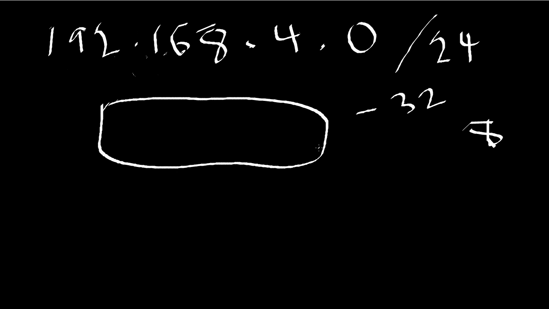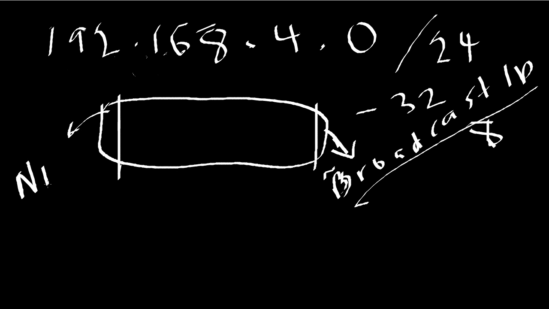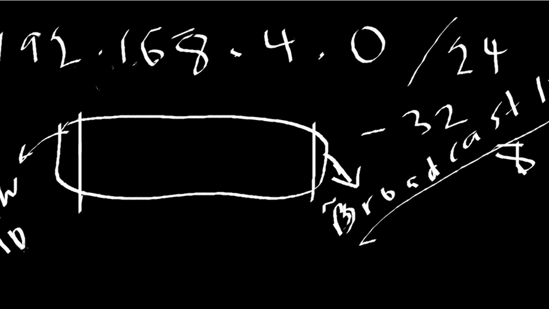Cool. Now, the ends I mentioned earlier, think of them as... bad handwriting. But what I'm trying to write is, think of this end as the broadcast ID, and think of this side, I'm shortening it to N/W. That stands for network ID.